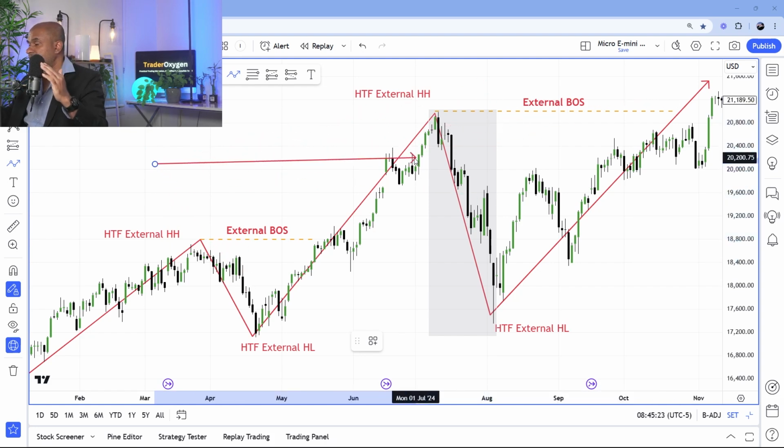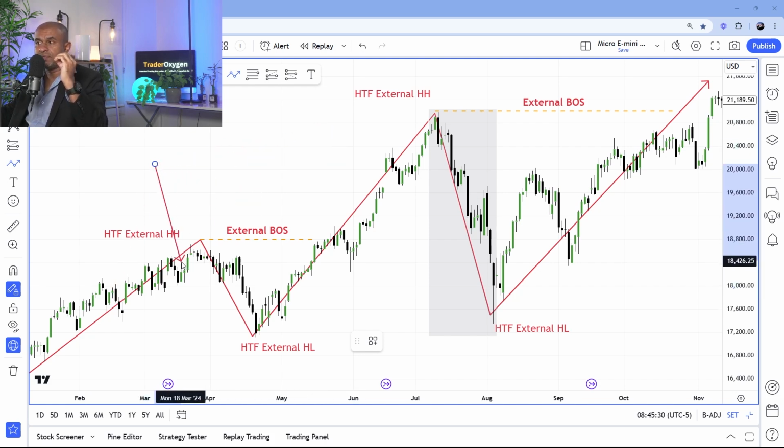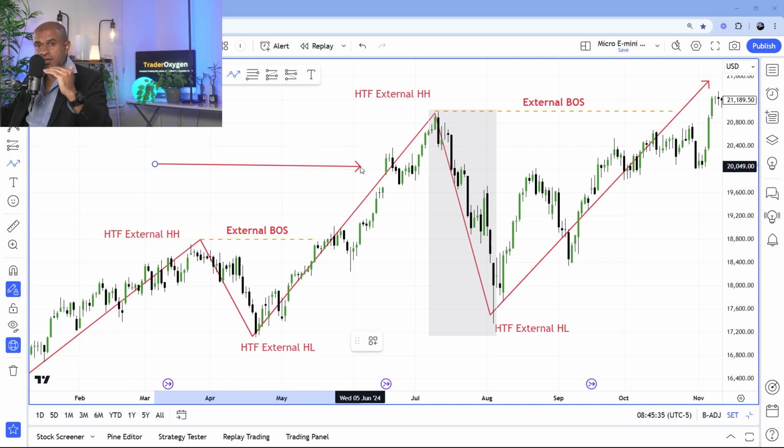But now the question is, how do we know where to buy and where to sell? For that, on each of these trend legs or pullback legs, you need to go to the lower time frame, which is 4 hour, and look for internal swing points and market structure shifts. So now let's jump into the lower time frame.